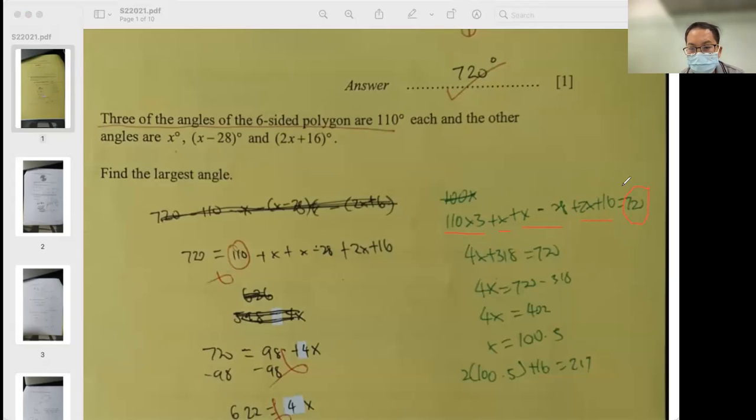Then you simplify and solve, you should get x equals 100.5. Because they ask for the largest, you will use 2x plus 16. So 2 × 100.5 plus 16, you should get the answer 217 degrees.